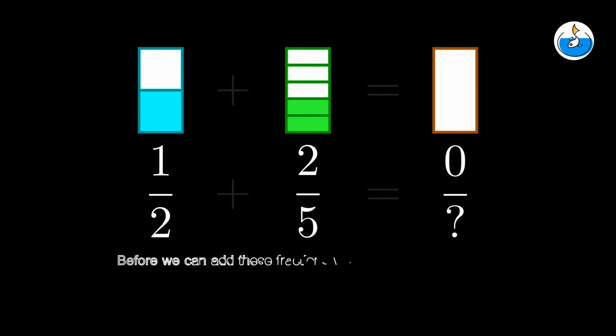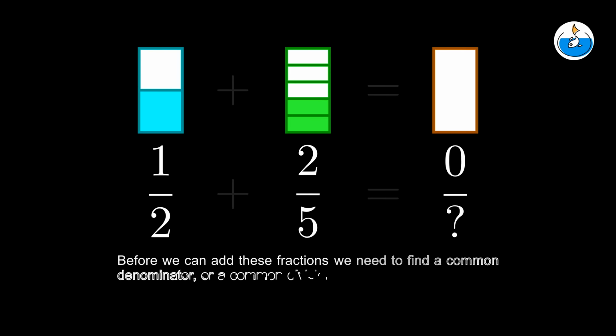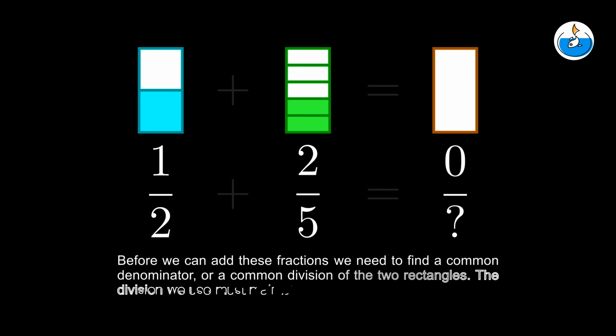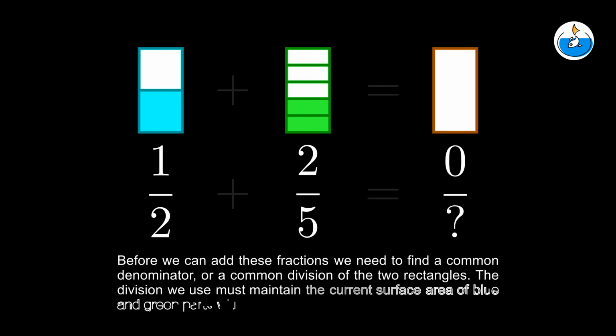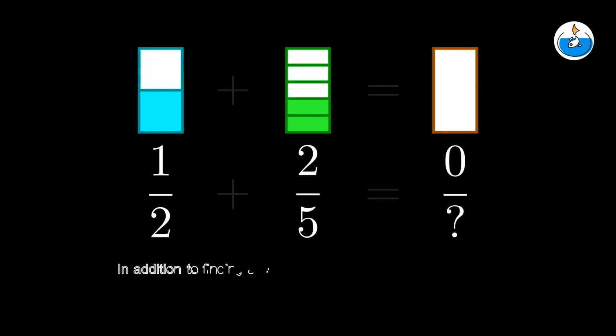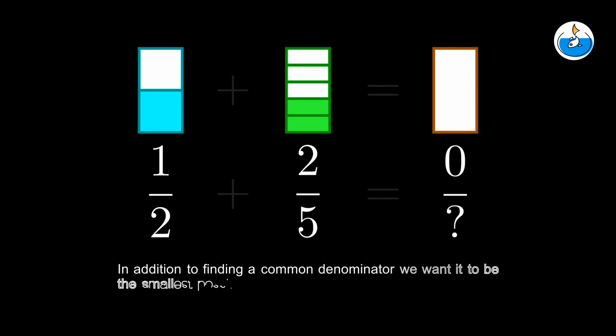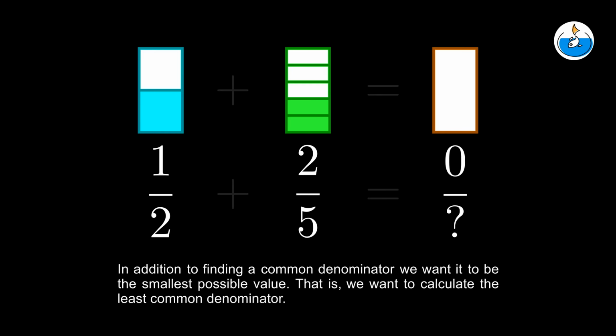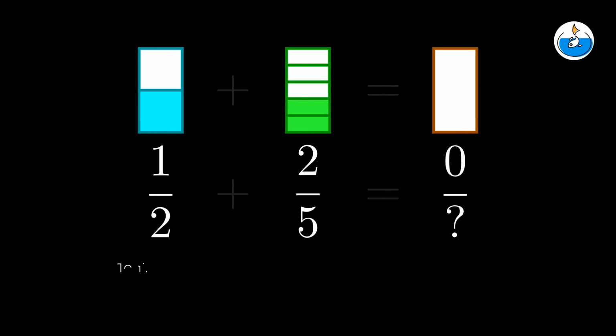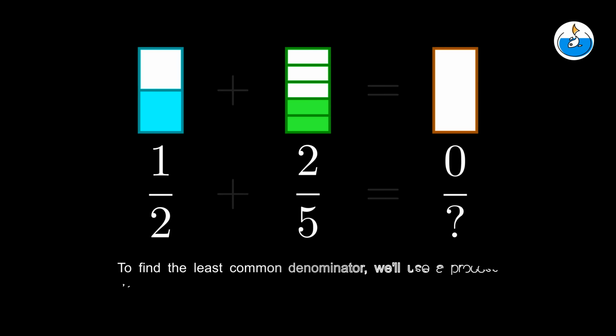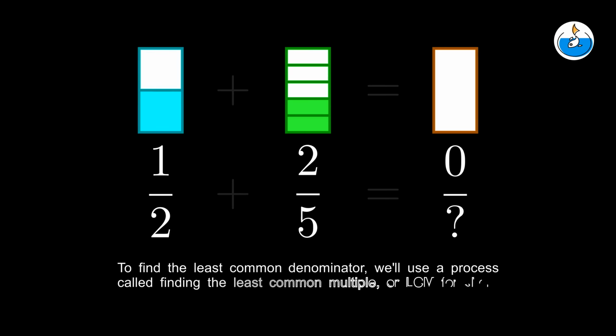Before we can add these fractions, we need to find a common denominator, or a common division of the 2 rectangles. The division we use must maintain the current surface area of blue and green parts within their respective rectangle. In addition to finding a common denominator, we want it to be the smallest possible value. That is, we want to calculate the least common denominator. To find the least common denominator, we'll use a process called finding the least common multiple, or LCM for short. Let's explore 2 ways to calculate the LCM.